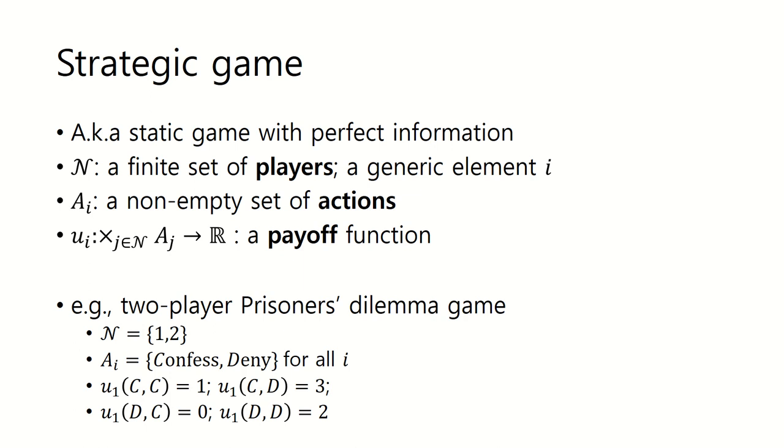So what is a strategic game? A strategic game is a collection of these mathematical objects. N is a finite set of players. So there must be players, right? The finite set of players, and a generic element of N is i. So i is indexing individual players. And what's next? Actions. We need players, we need actions, we need payoff functions.